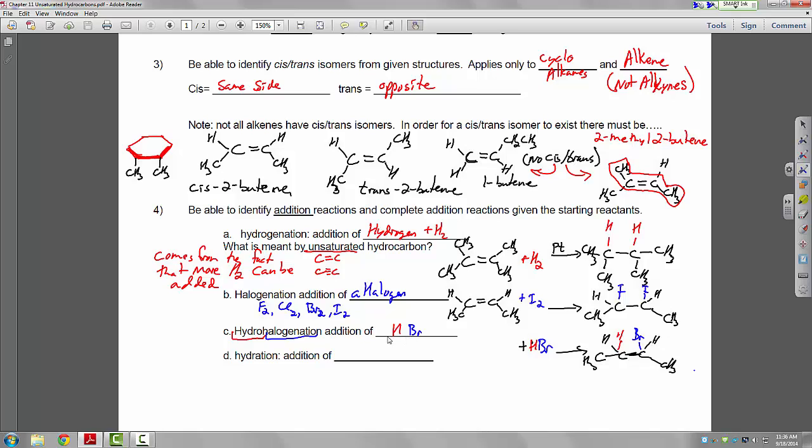In the textbook, they talk about Markovnikov's rule. Markovnikov's rule governs whether the carbon on the left or the carbon on the right gets the hydrogen. And I told you in lecture, do not worry about Markovnikov's rule. It's not something that we need to go into at this level.